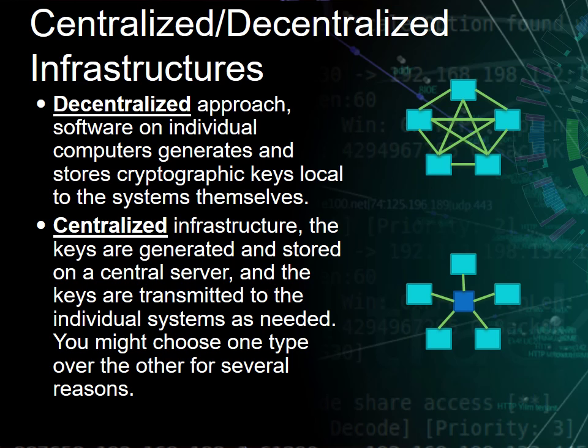You might choose one type over the other for several reasons. First off, if you take a look at the two pictures here, with the decentralized, if you're giving out your public key to every individual, and they're all receiving public keys from each person that they know, it gets to be a lot of keys that they have to store locally. And when one person changes that key, if they regenerate a new key, they now have to retransmit it to everybody in that little web. So it can get very complicated the more people you have involved in the web.